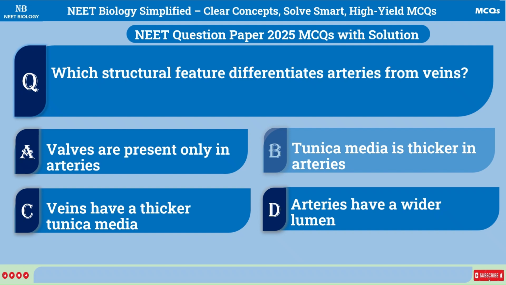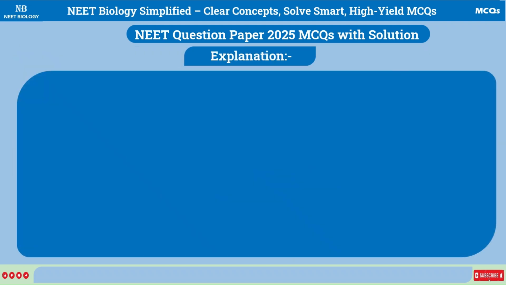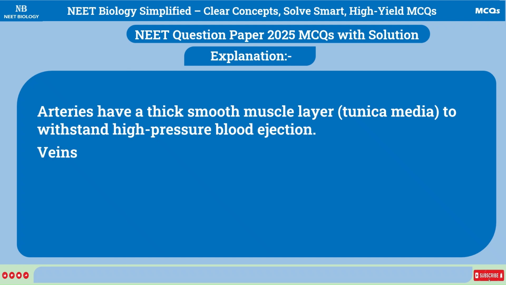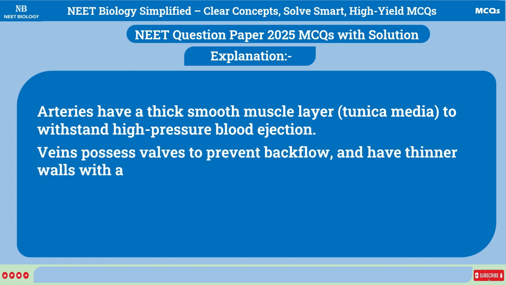Correct answer is B. Tunica media is thicker in arteries. Explanation: Arteries have a thick smooth muscle layer, tunica media, to withstand high-pressure blood ejection. Veins possess valves to prevent backflow, and have thinner walls with a wider lumen.